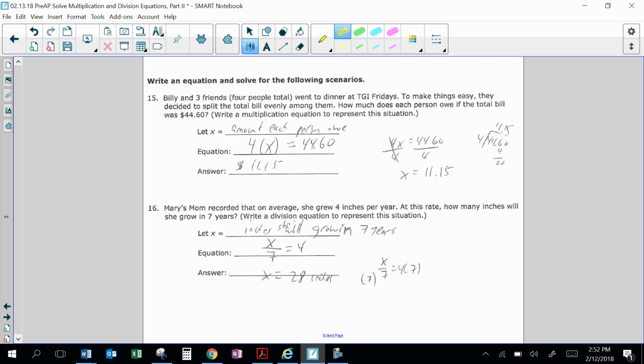And number 15, Billy and 3 friends, which consists of 4 people, went to dinner at TGI Friday. To make things easy, they wanted to split the total cost evenly among them. How much does each person owe if the total bill was $44.60? Write a multiplication expression. So X is the amount each person owes, because we don't know that. So they wrote it as 4 times X equals $44.60.